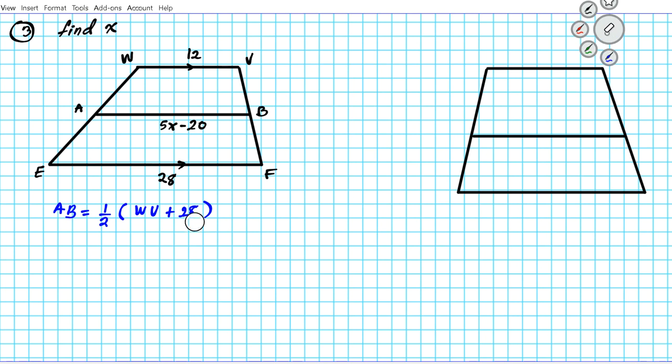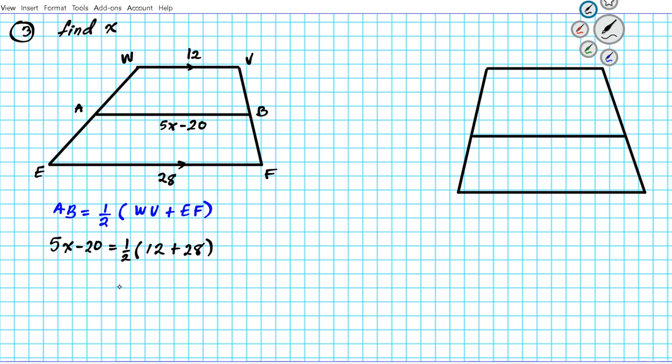Let's use variables first, and then we'll substitute later. So plus EF. All right, so that's the formula right there. AB is equal to 1/2 of WV plus EF. Perfect. Now let's substitute. AB is the expression 5x minus 20, which is equal to 1/2. WV is 12, and EF is 28. Okay, let's see.